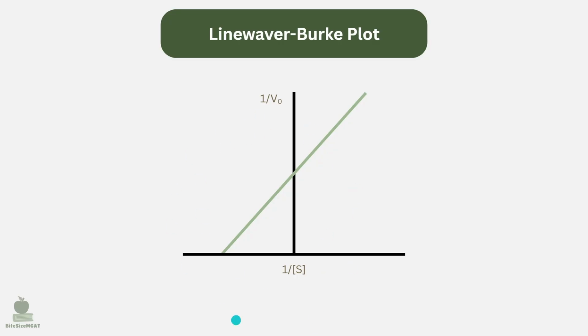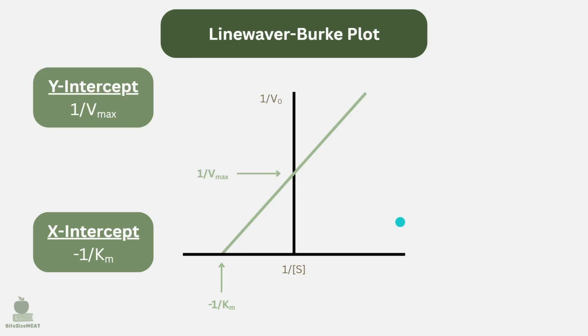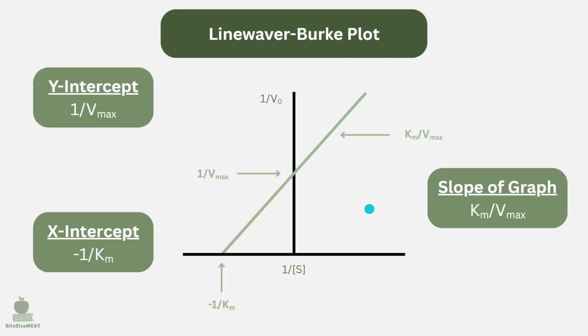So here we have a general Lineweaver-Burk plot. Let's look at some important points on this graph. The x-intercept is calculated by -1 over Km, and the y-intercept is calculated by 1 over Vmax. Now, the slope of the graph is calculated by Km over Vmax. Again, the Lineweaver-Burk plot is sometimes called a double reciprocal plot of the Michaelis-Menten curve. This is a useful transformation to linearize the data from the hyperbolic curve.